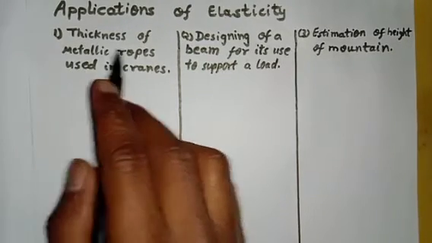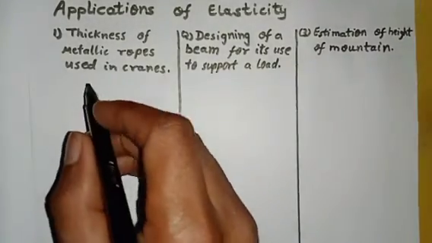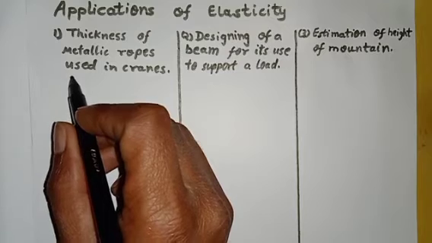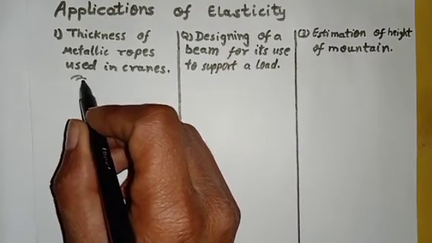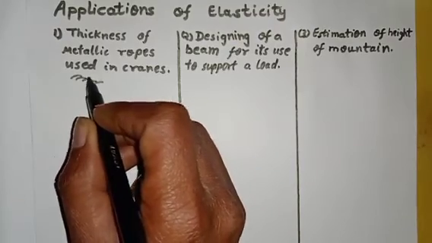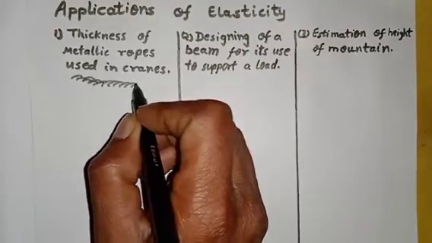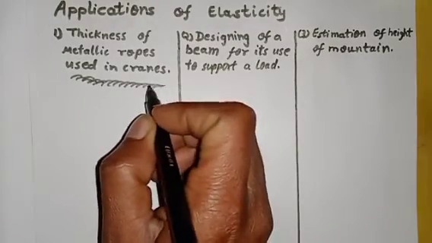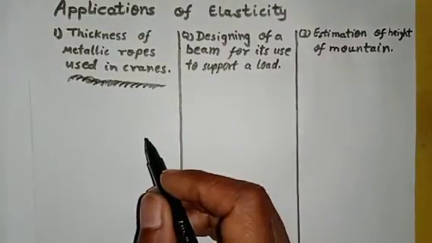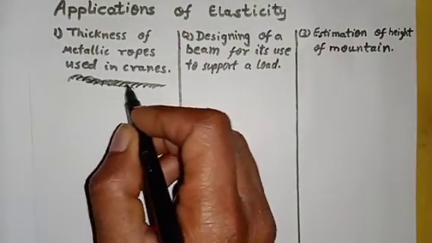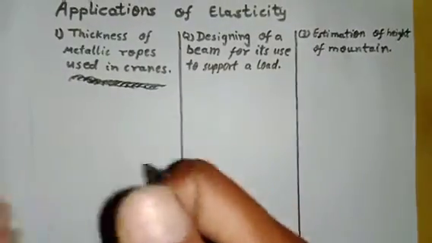So first thing, thickness of metallic ropes used in cranes. So I hope you people have seen such ropes, and they look like, if my drawing would help you, twisted wires. They look like this. This is called braiding, putting lots of wire together and twisting them over.